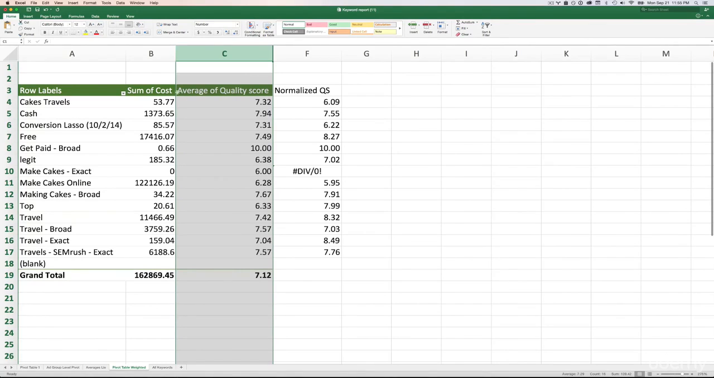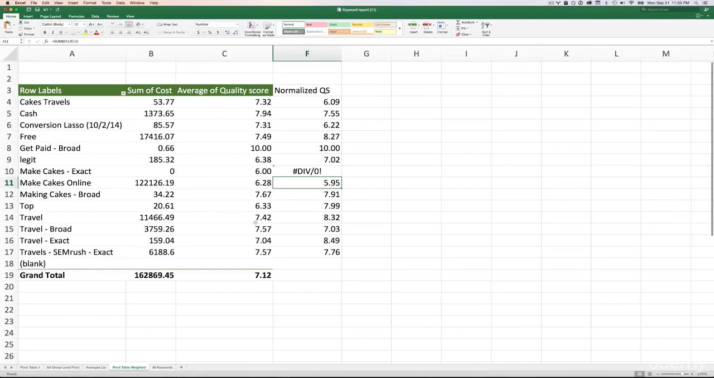So over here we see in, let's say, this ad group called cash, we spent $1,300, and it's pretty equal, right? So we had a 7.9 average with a 7.5 normalized. So we didn't see anything too interesting there. But how about over here? Make Cakes Online. This is the one that spent 122 grand, a 6.3 average quality score, and a 6 normalized quality score. So over here we're seeing a lower normalized quality score.